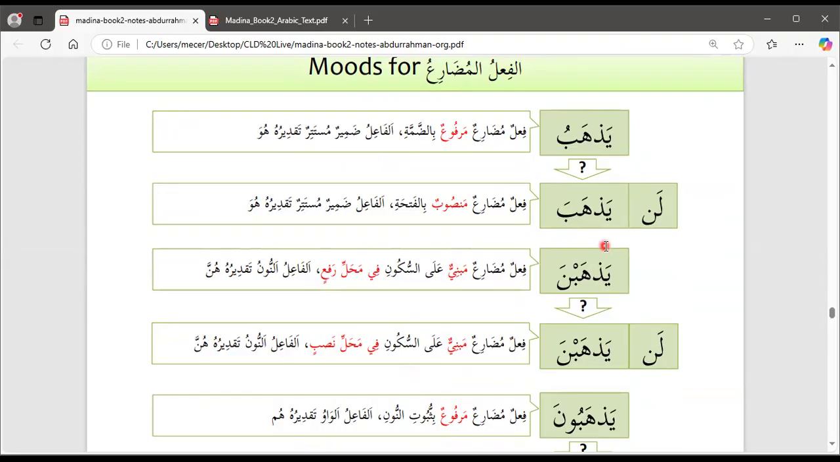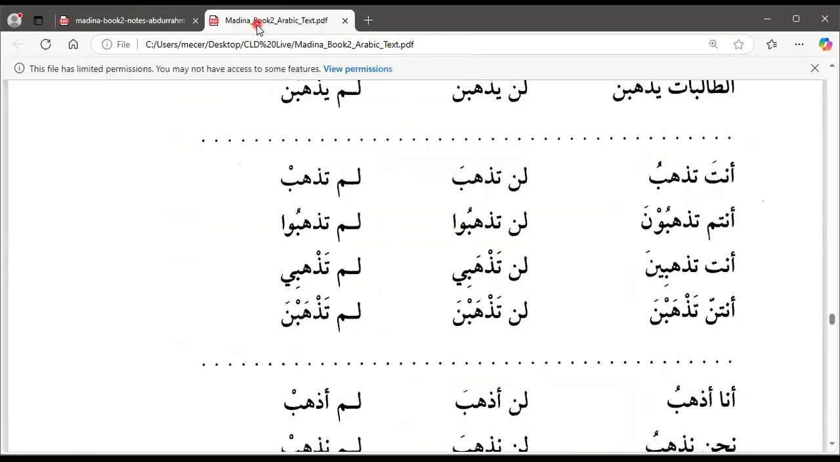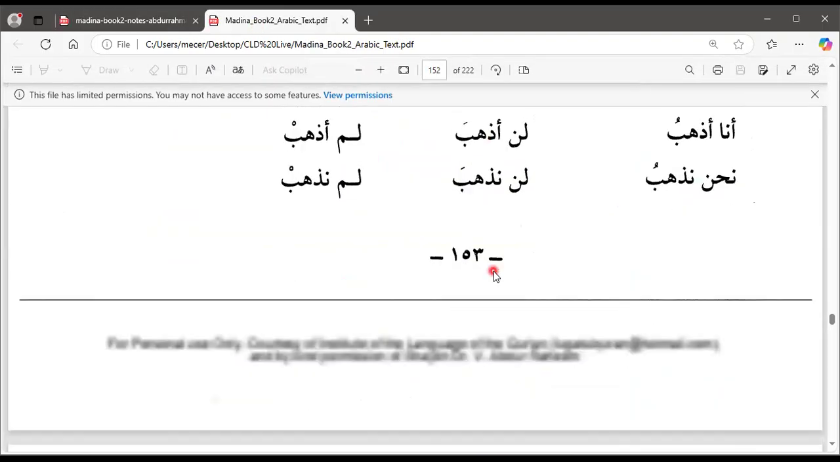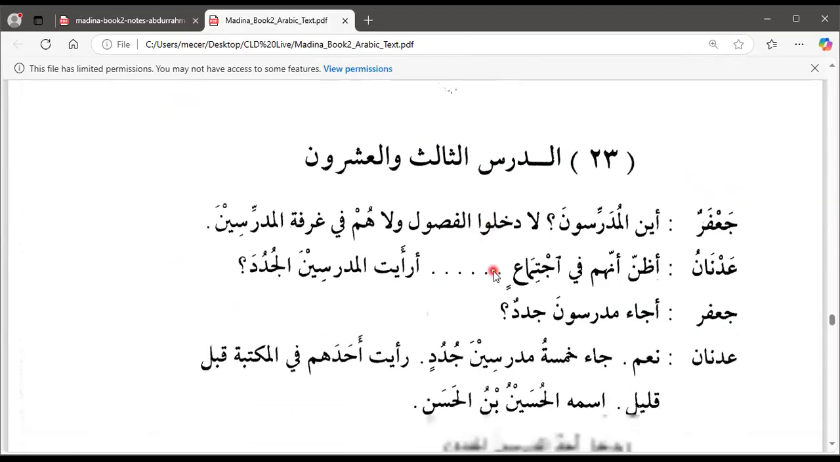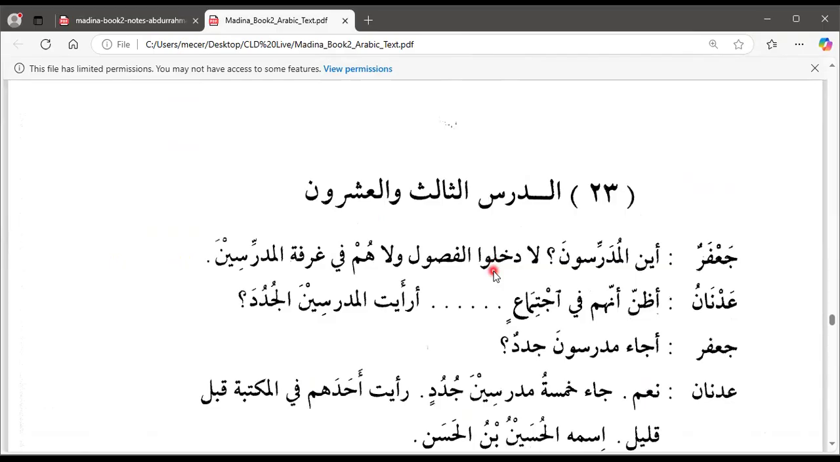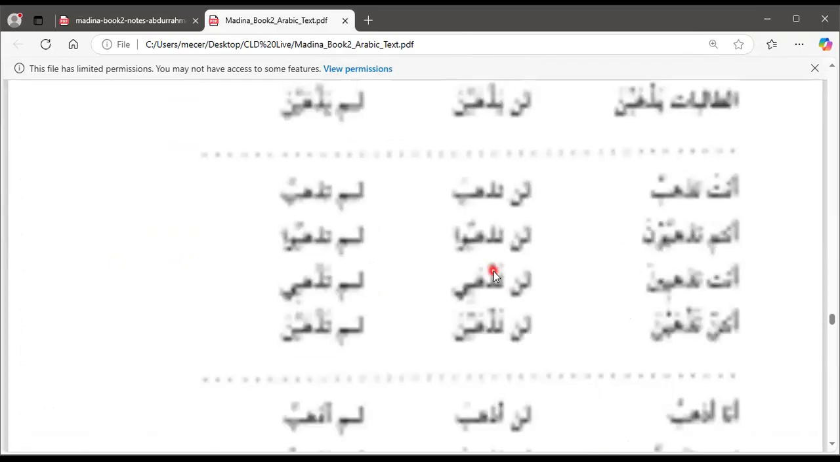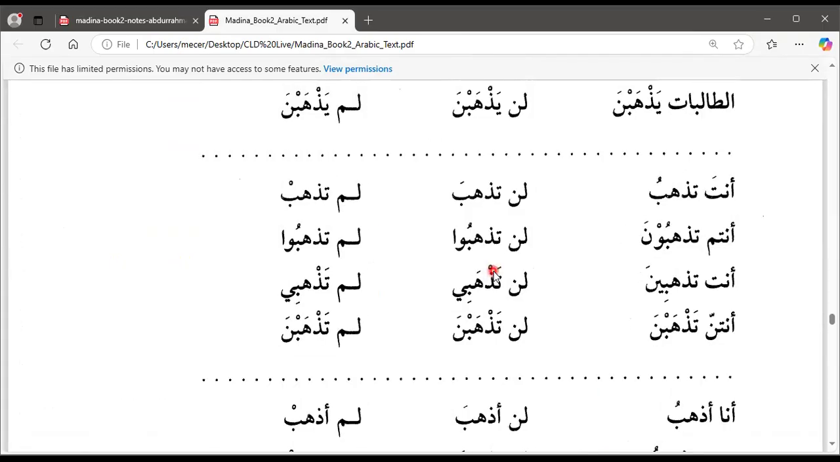So I hope you understood the lesson, and these are the basis of what we are building in the next coming lesson. So I hope you understood, and may you please revise, and I'll meet you in the next lesson as we continue. This is lesson number 22, ending here.